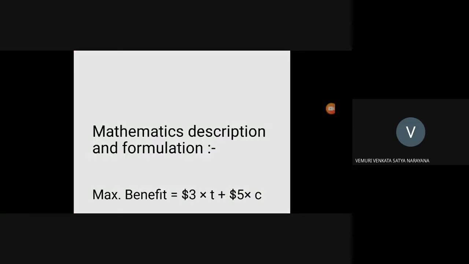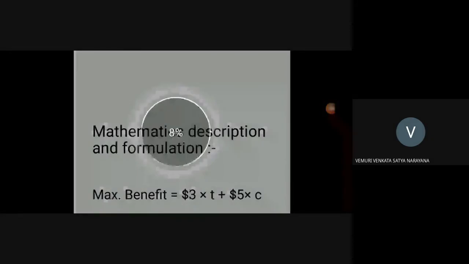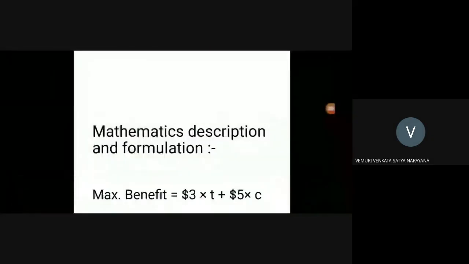Here we can show the mathematical description and formulation. The maximum benefit we can calculate as 3 into t. We can use variables here because, if we present this modeling to children, obviously we don't know the number of tables and chairs. So we can take t and c as variables. This is how we can calculate the maximum benefit.